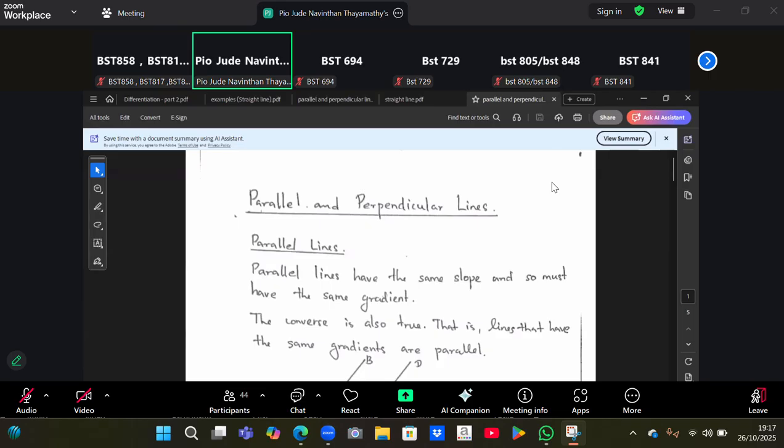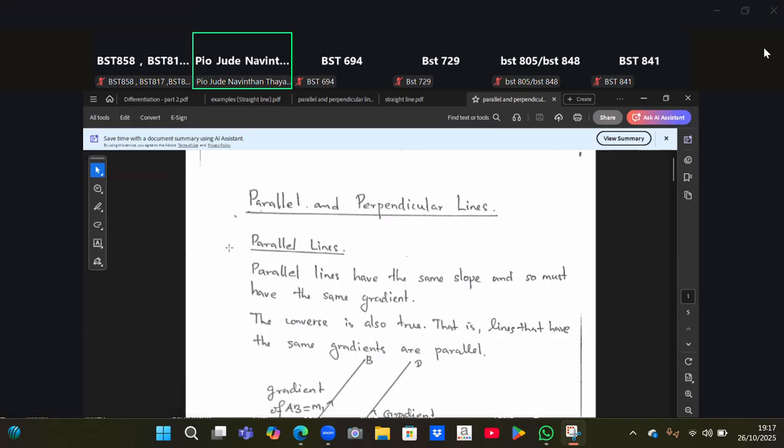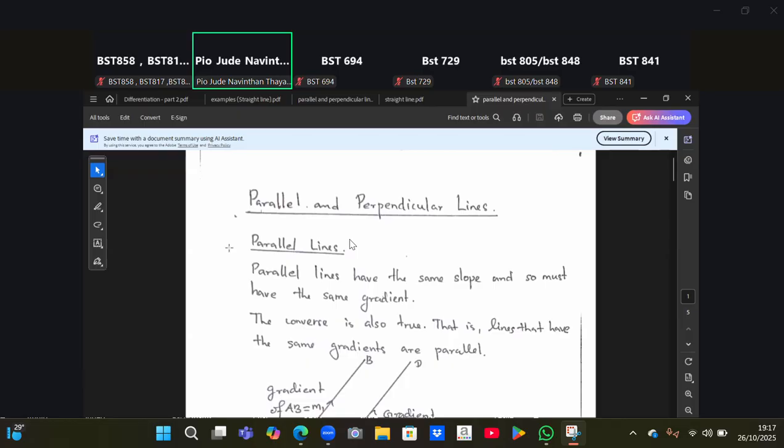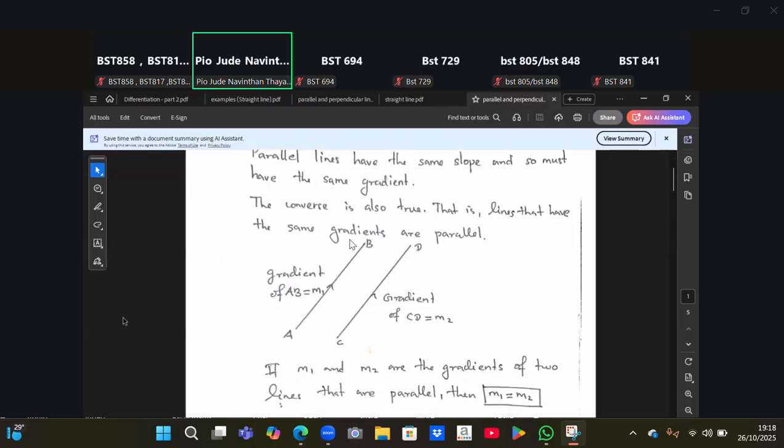Right. Now you can see this, right? Parallel and perpendicular lines. So now we are studying the equation of a straight line. If we handle these two lines, when we are handling two or more than two lines, right? There are some possibilities.